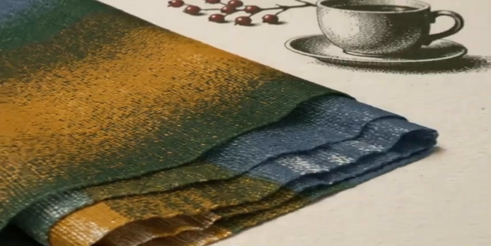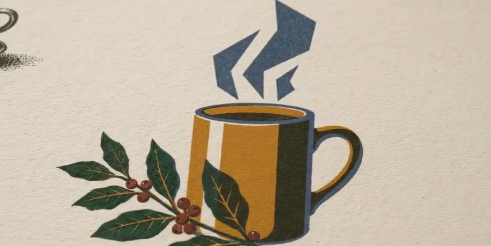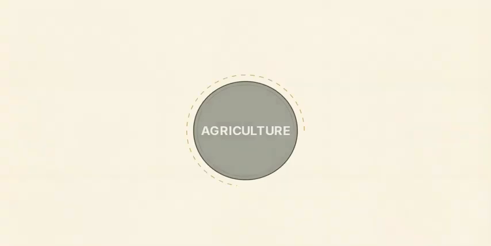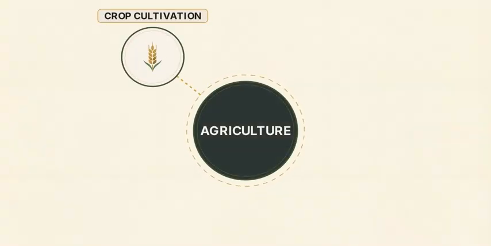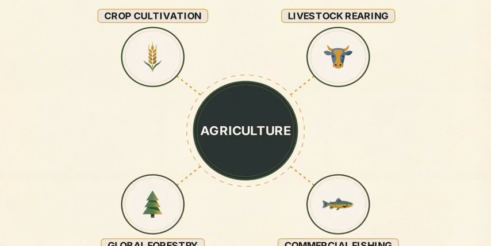Look at the desk in front of you. The cotton in your shirt and the coffee in your mug did not simply materialize. They are the endpoints of a massive, planetary-scale machine. This is agriculture. It encompasses everything from crop cultivation and livestock rearing to commercial fishing and global forestry.